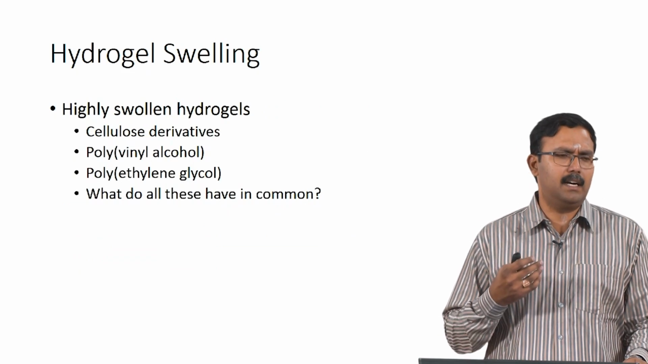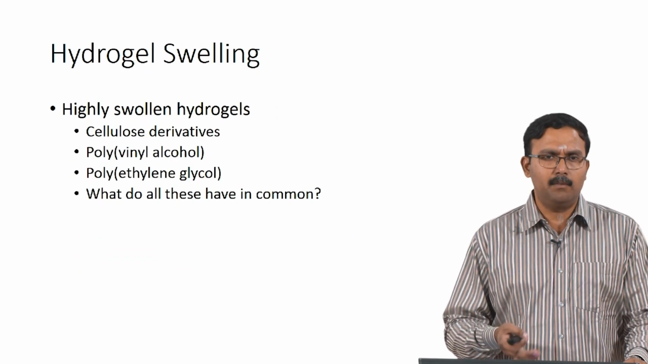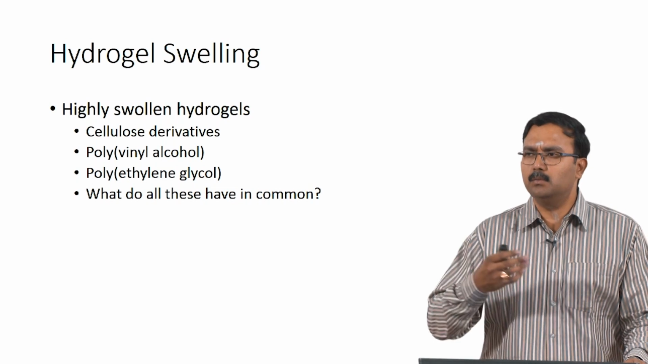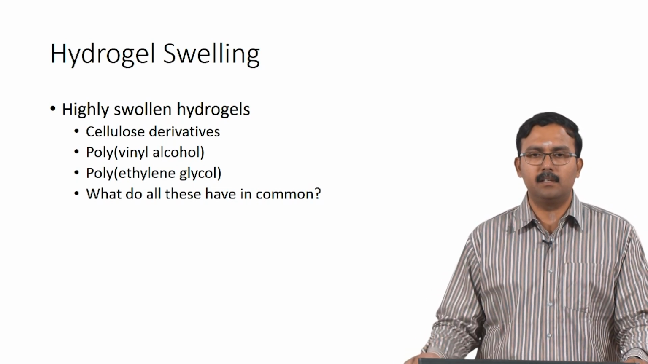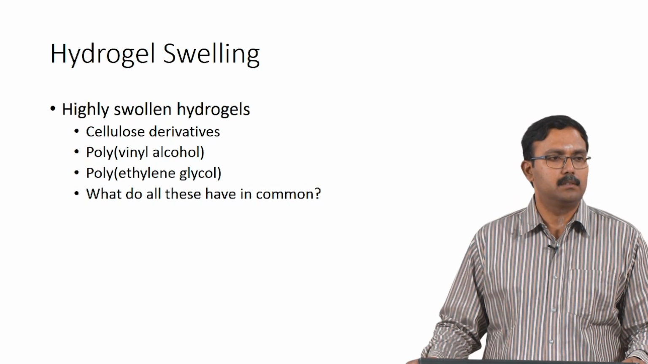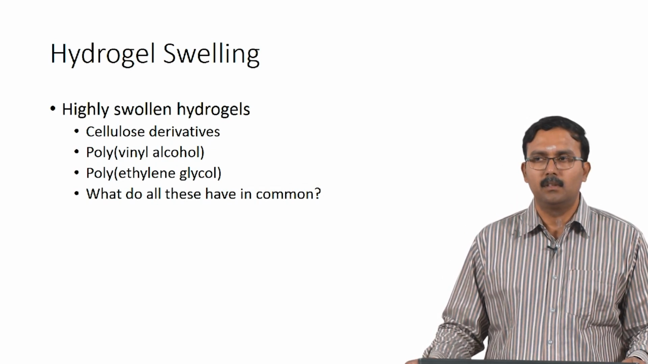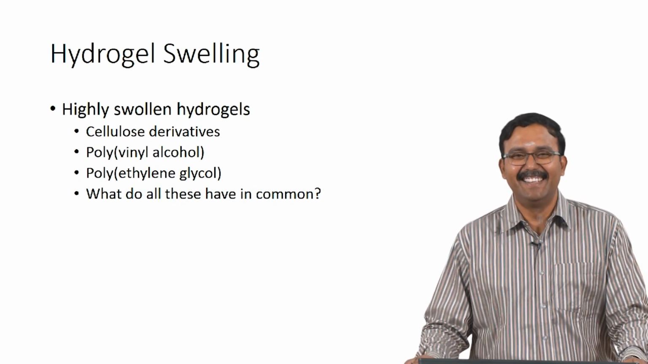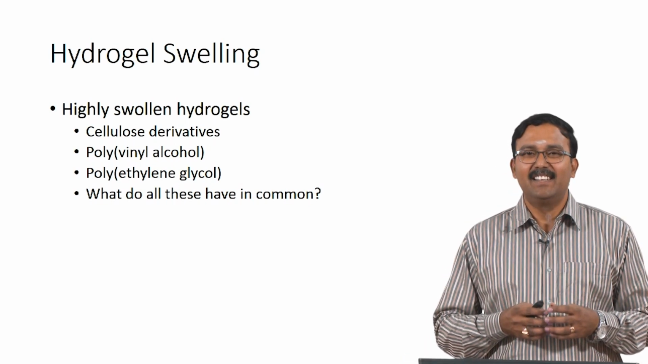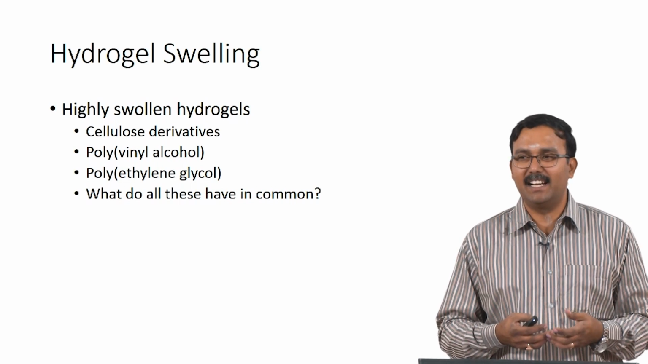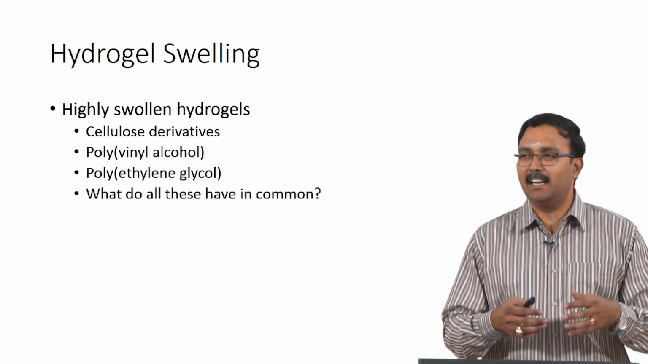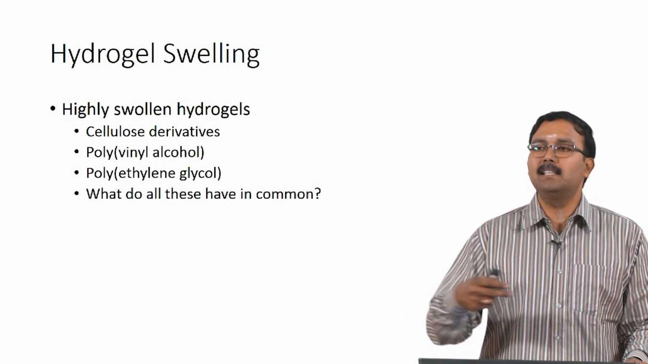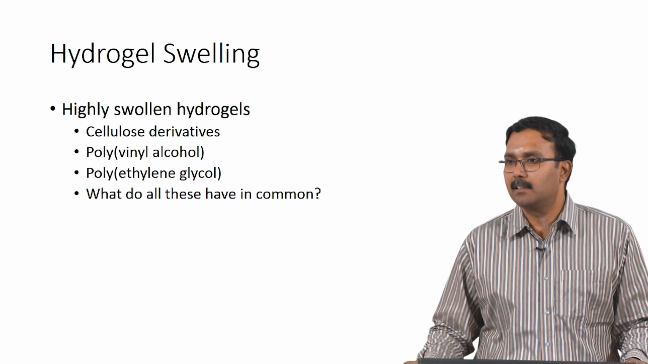So, there are many hydrogels which are very highly swollen. Some of the hydrogels are listed here: cellulose, polyvinyl alcohol, polyethylene glycol. So, what is common between these molecules? They're all polymers, like huge polymers. No, they are all polymers, fine, but why does that mean they have to be highly swollen hydrogels? I am asking you what property of all these three makes them form highly swollen hydrogels. Bonding with water.